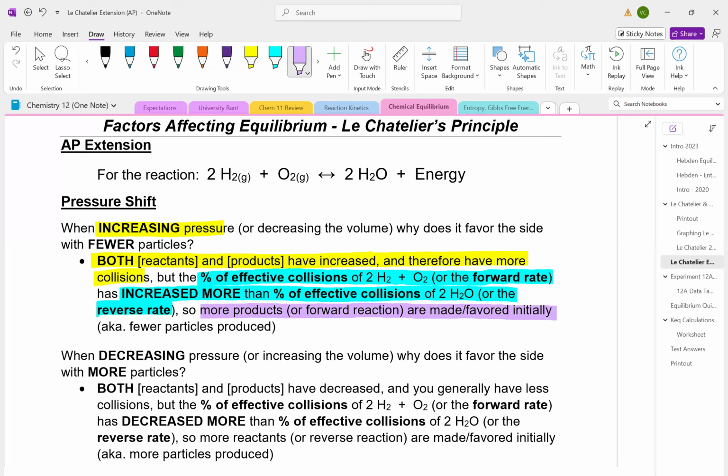Okay, so in this particular case, both the reactants and products have increased in concentrations, and therefore both of them have an increased number of effective collisions. But because the percentage of effective collisions for the forward rate of hydrogen plus oxygen has increased more than the percentage of the reverse rate, therefore more products are made or favored initially.